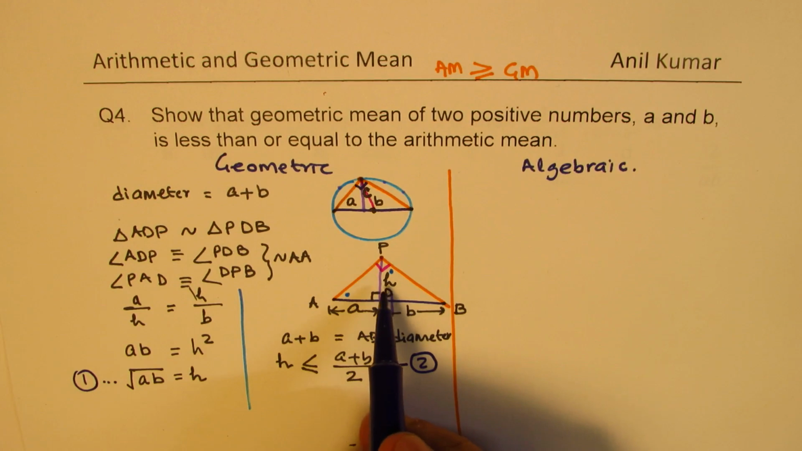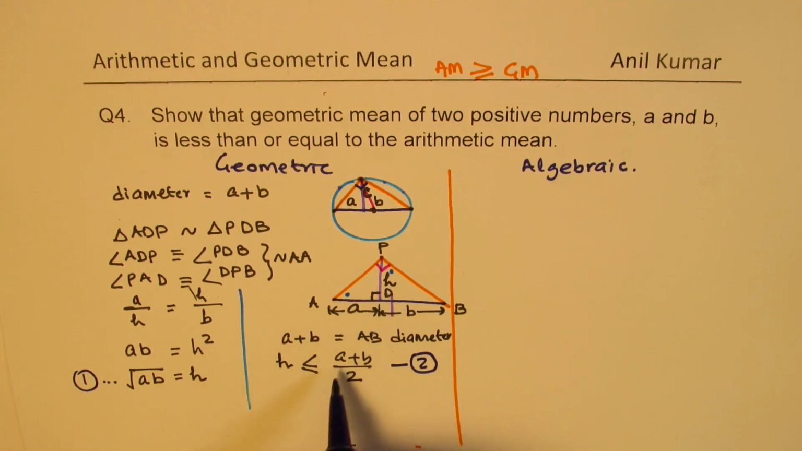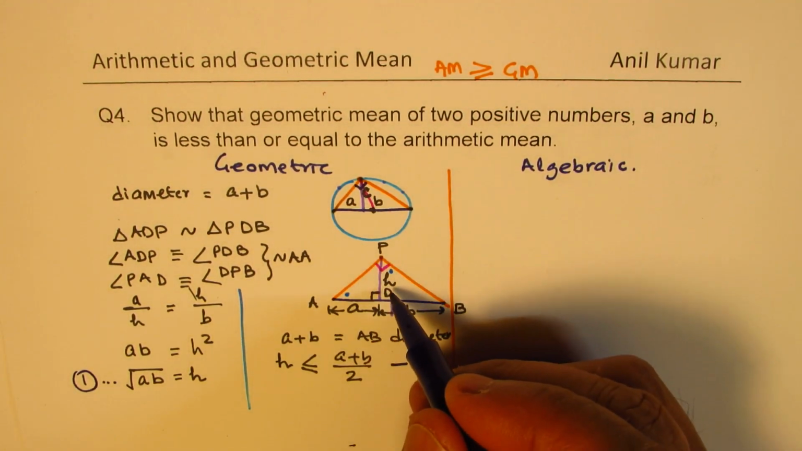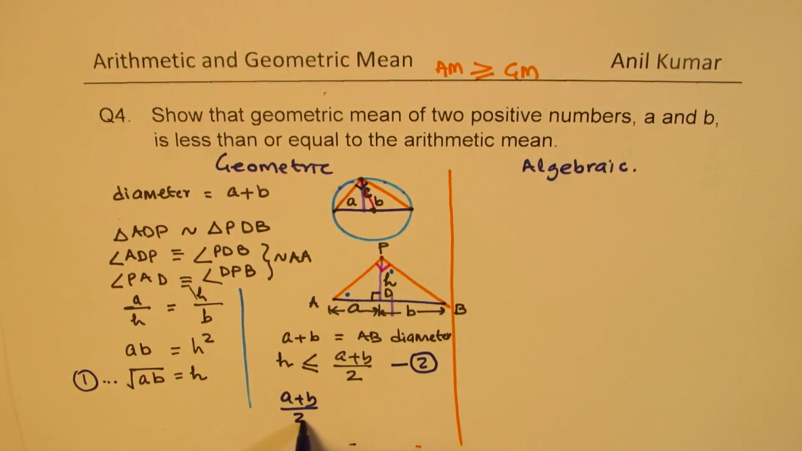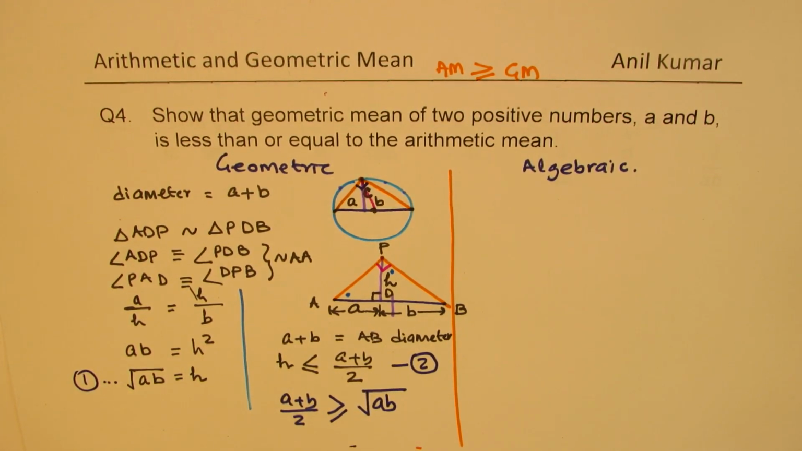Since the radius is bigger than h, at the most it could be equal to. We come to a conclusion that (a plus b) over 2 is greater than or equal to square root of ab. Is that clear to you? So that is your arithmetic mean, and this is your geometric mean. That is how you prove it, right?